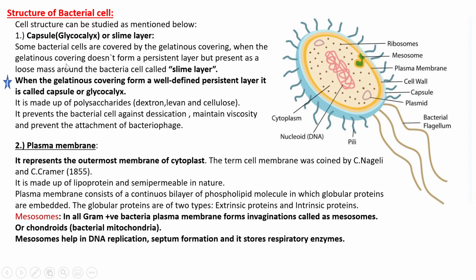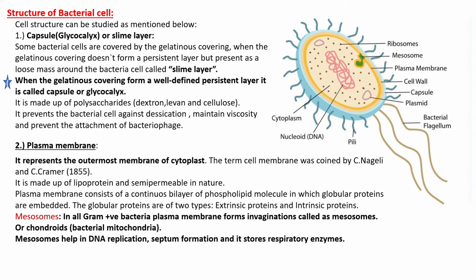When the gelatinous covering doesn't form a persistent layer but is present as a loose mass around the bacterial cell, it is known as slime layer. When the gelatinous covering forms a well-defined persistent layer, it is called capsule or glycocalyx. This outer layer is made up of polysaccharides, dextran, levan, and cellulose. It protects the bacterial cell against desiccation, maintains viscosity, and prevents the attachment of bacteriophage.